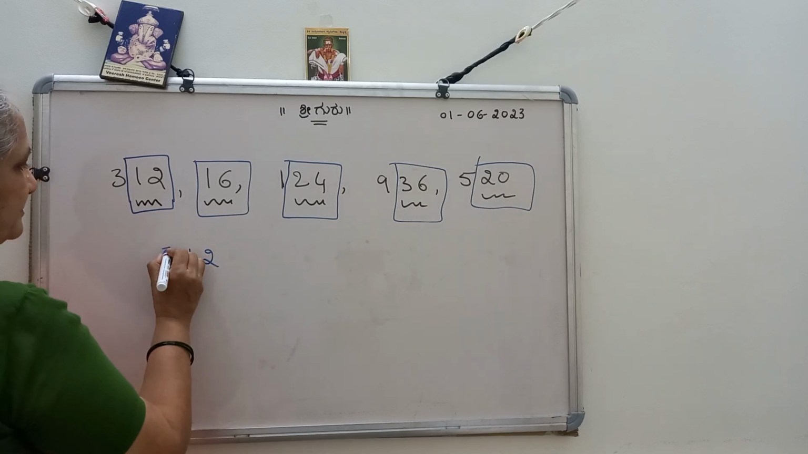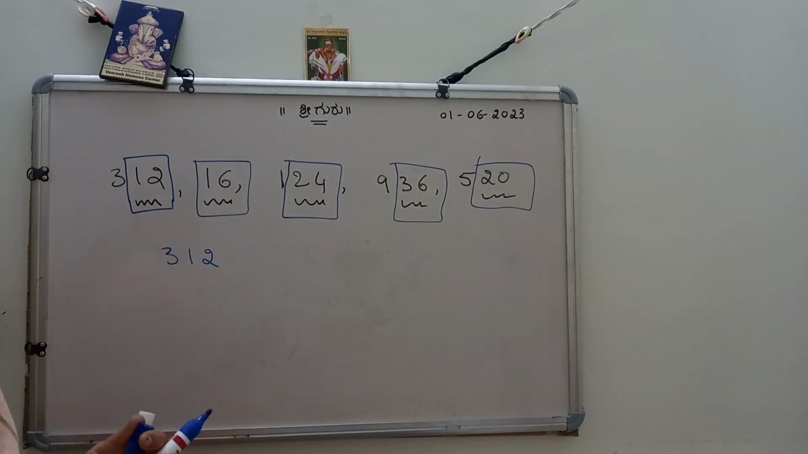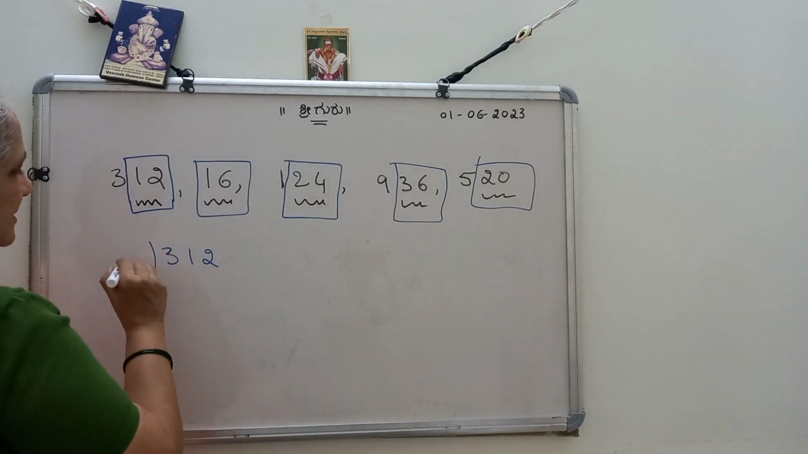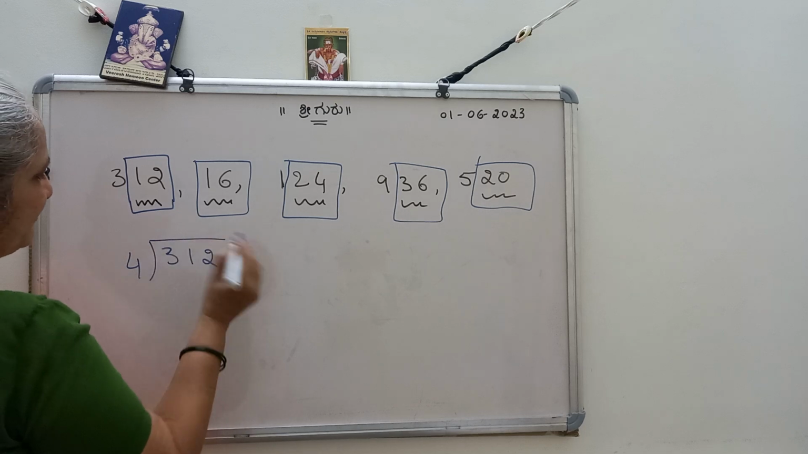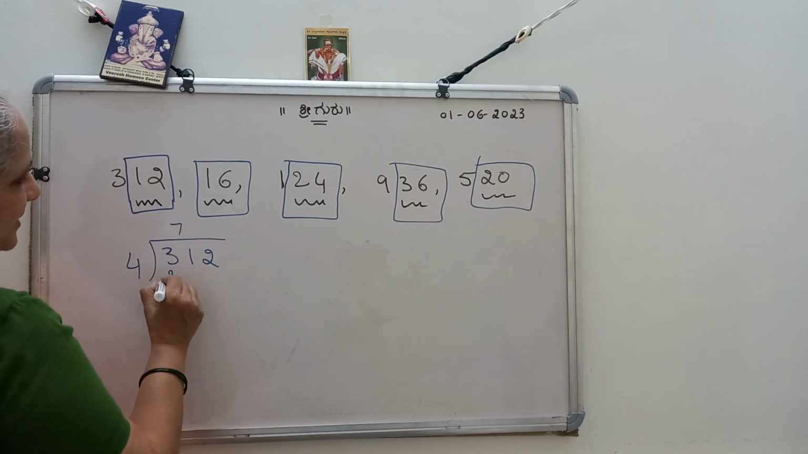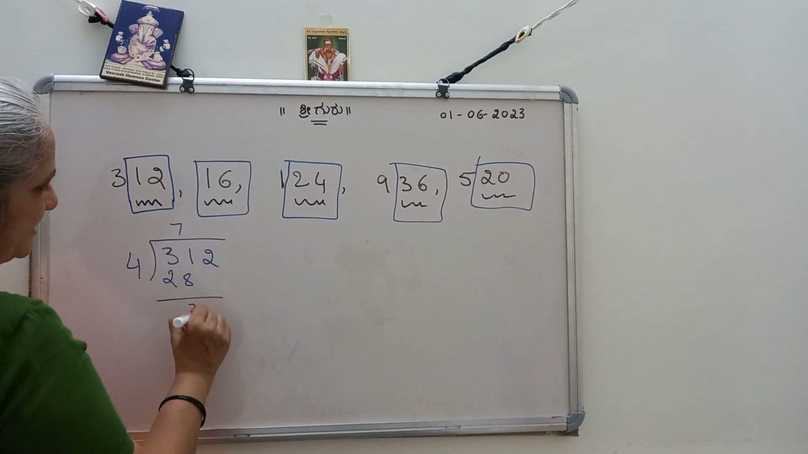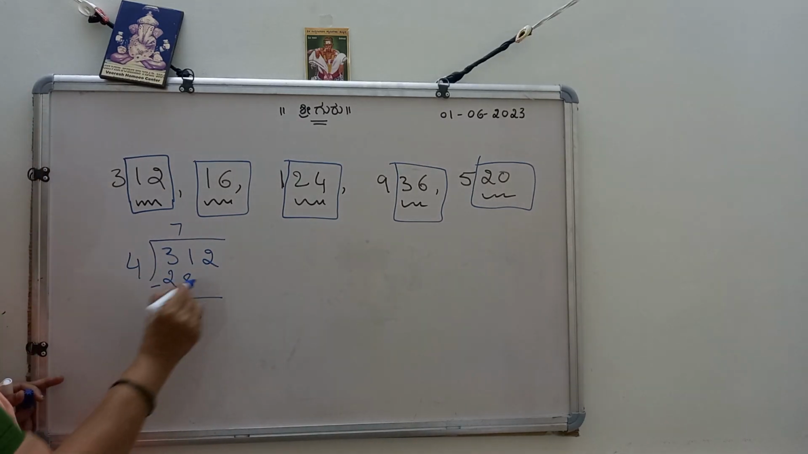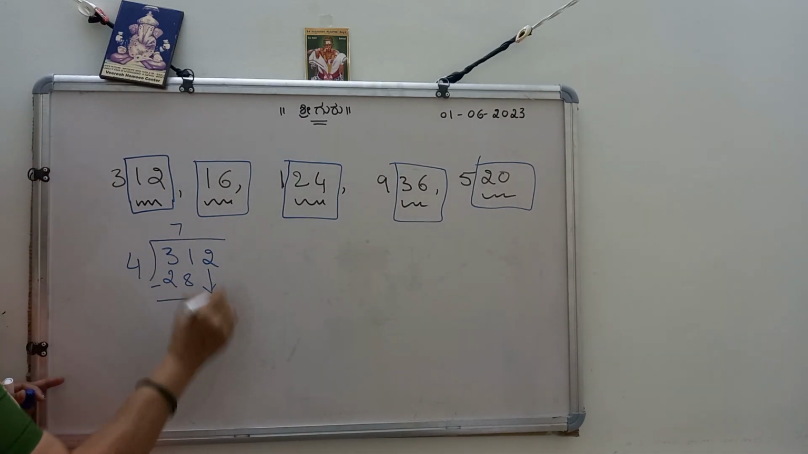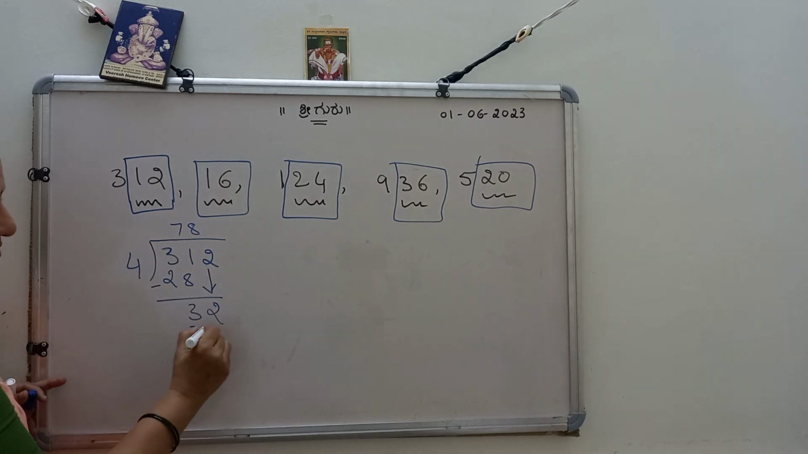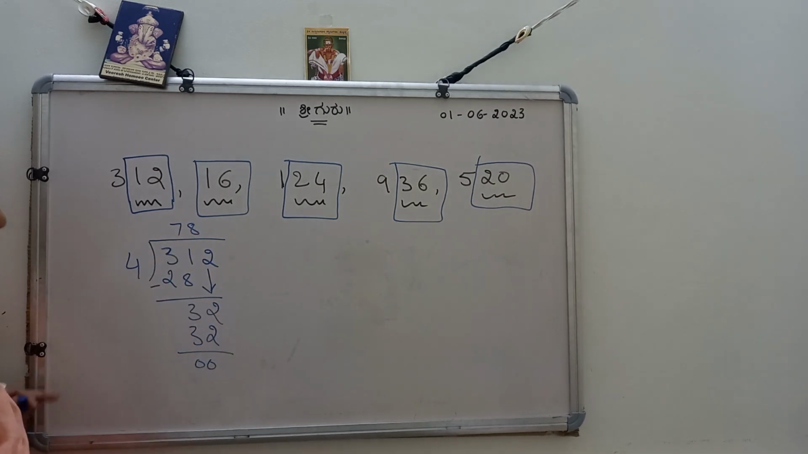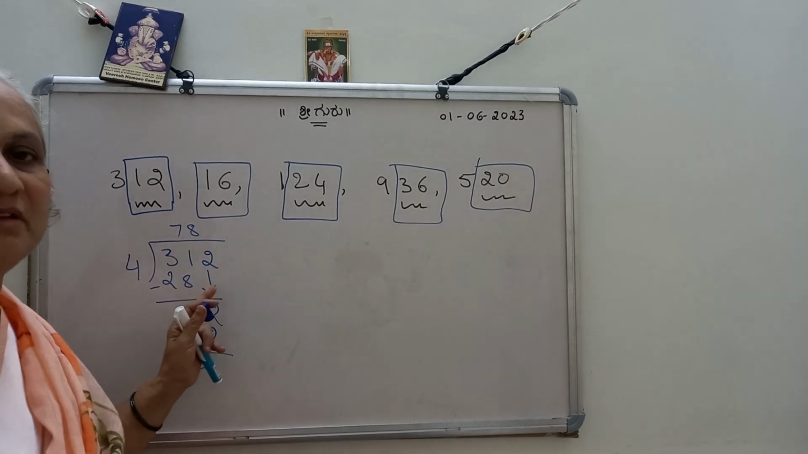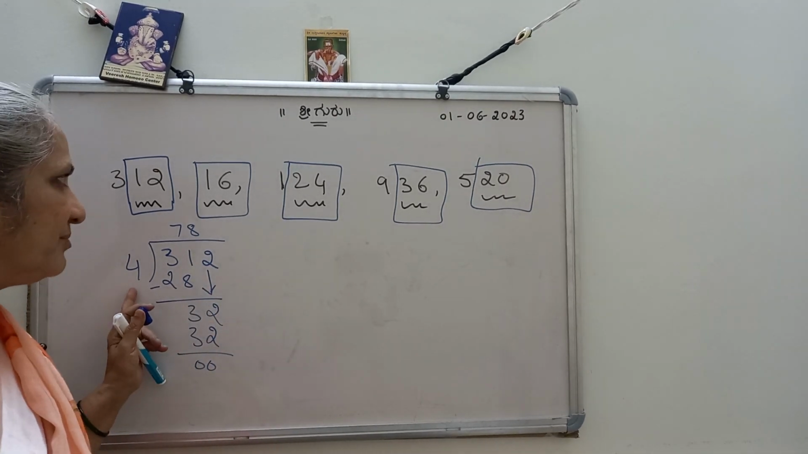312. So by long division, we check the divisibility of 4. 4 sevens are 28. 3 is remaining. On subtraction, 28 from 31, we get 3. Bring down 2. 4 eights are 32. So, we conclude that 312 is exactly divisible by 4.